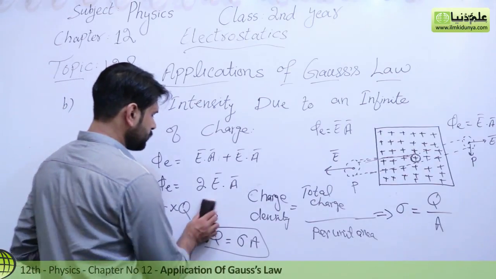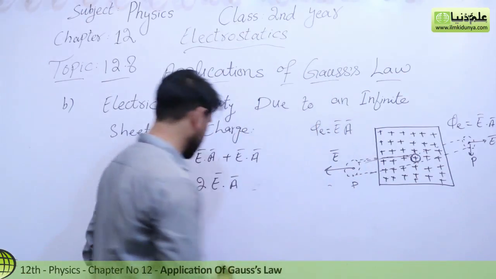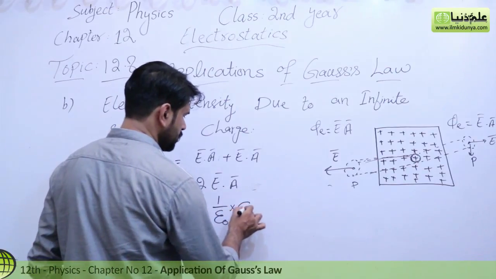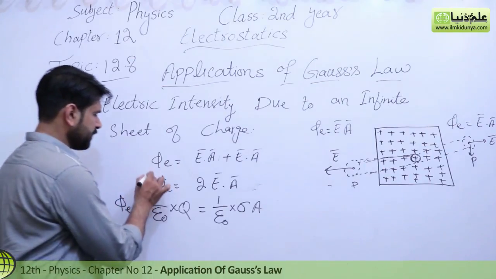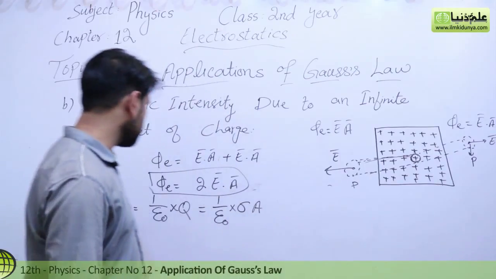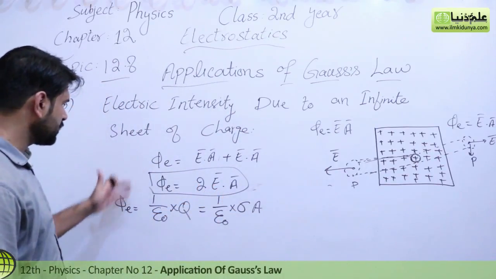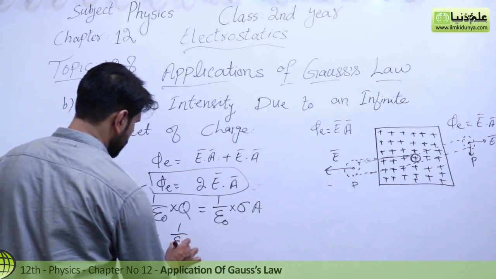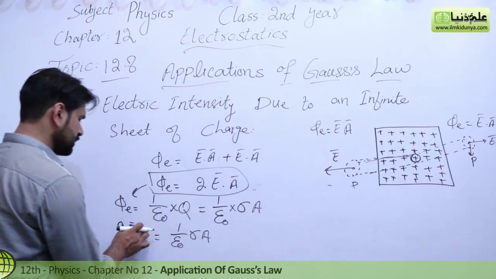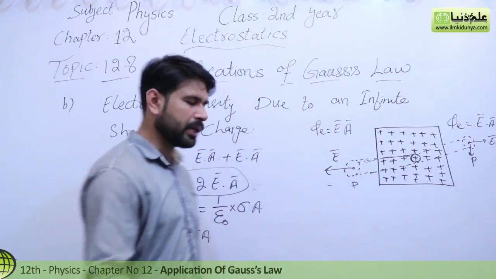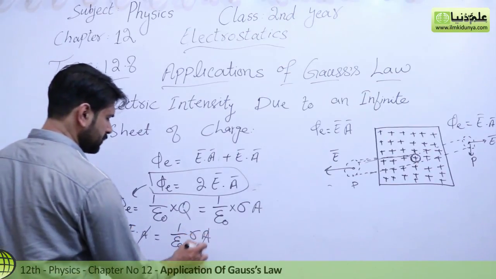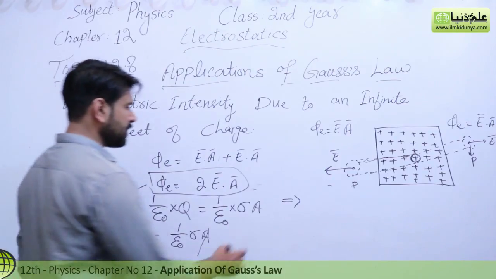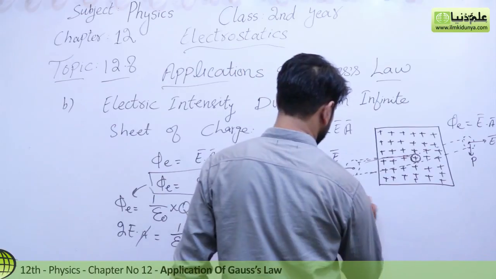Here we substitute Q. Our intention is to substitute Q into 1 over epsilon naught times Q, where Q is sigma times A. The electric flux through this charge sheet is 2 times E dot A. Replacing this, 2 E times A equals 1 over epsilon naught sigma into A. Taking the magnitude form and cancelling A by A, the only terms left are 2E equals 1 over epsilon naught times sigma.